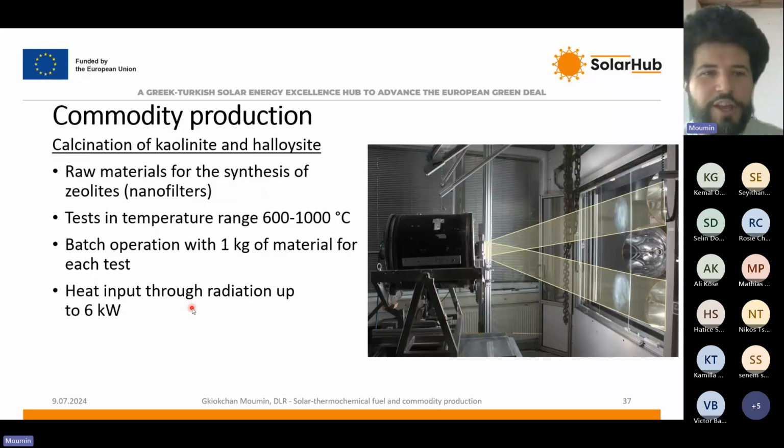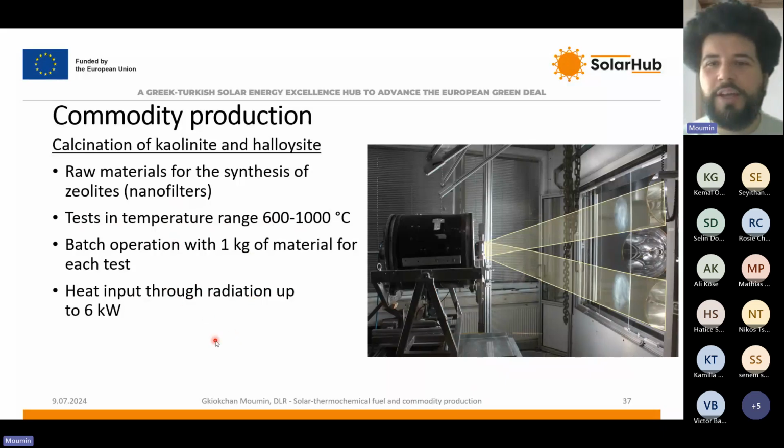So my last application or example is the calcination of kaolinite and halloysite. Again, some minerals that need thermal treatment. But in this case, they release water, and we treated those for the synthesis of zeolites, so nanofilters, which are widely used in detergents, as catalysts, in many, many applications. We did tests in a temperature range of 600 to 1,000 degrees C. We did a batch operation of 1 kilogram of material for each test, and had heat input through radiation of 6 kilowatt.